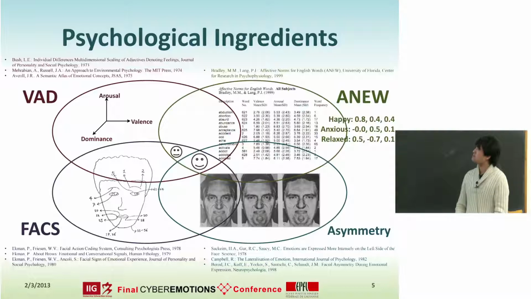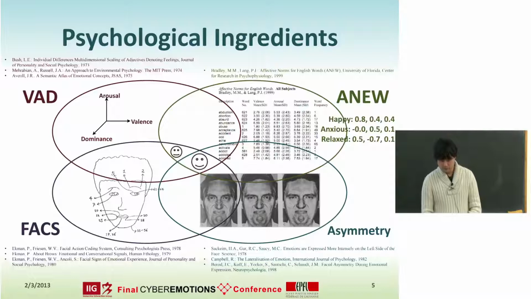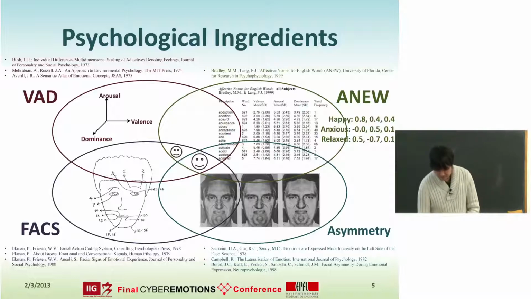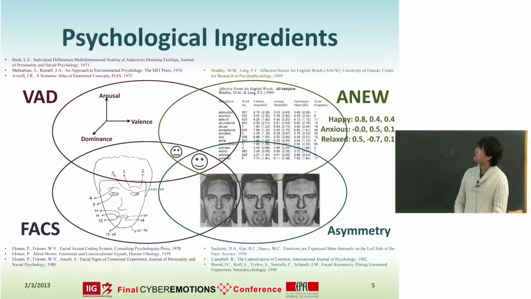So, for example, for the happiness emotional word, the average result was 0.8 for valence, 0.4 for arousal, and 0.4 for dominance. Here, the range of valence, arousal, and dominance is from -1 to 1. Actually, during the experiment, the range was from 1 to 9, but I normalized this value in order to use it in our system.